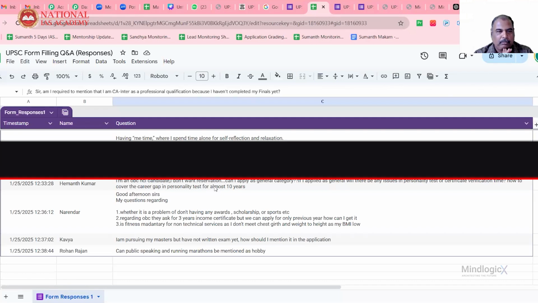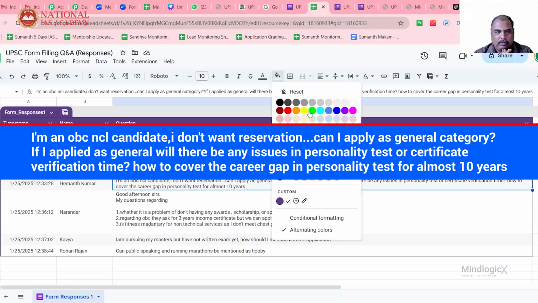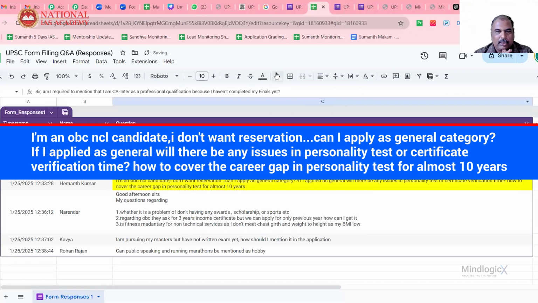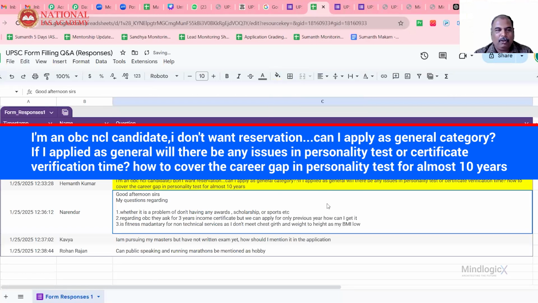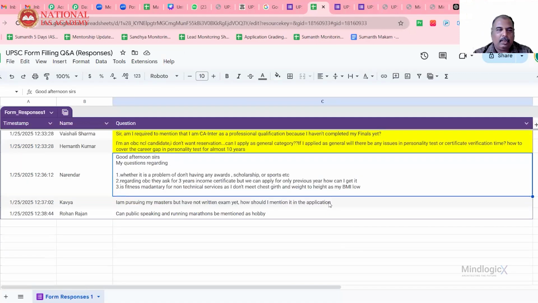So Hemant is asking a question. I don't want reservation. Can I apply in general category? Yes, you can. I applied in general. Will there be any issues in the personality test? It'll be nothing. Better, you are more matured there. Nothing is going to happen if you are not going to take reservation. The thing is, in this one year, you cannot take it. In the next year, in case you want, you can have it. But I don't suppose in OTR they are asking. Only in application they are asking. So you can change it in the next few years.